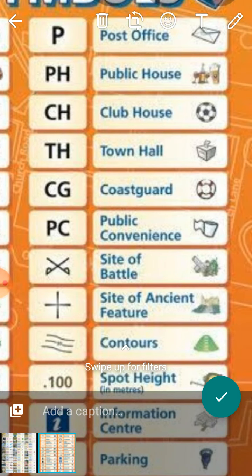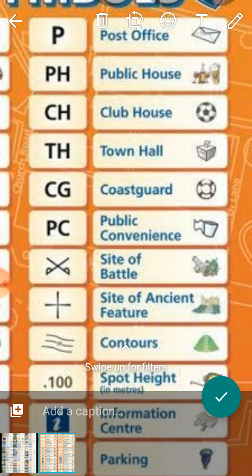We use P for post office, PH for public house, CH for club house, TH for town hall, CG for coast guard and PC for public convenience.